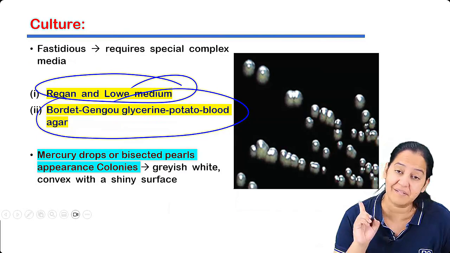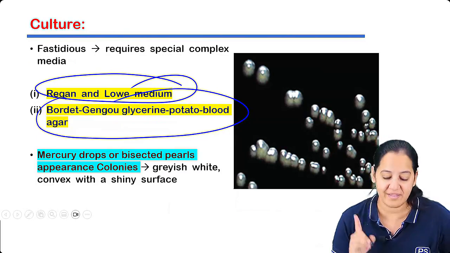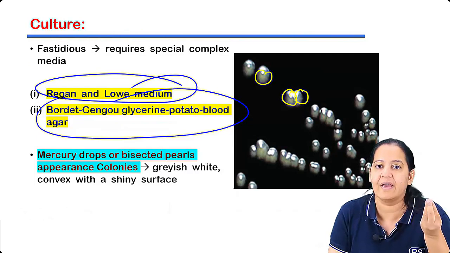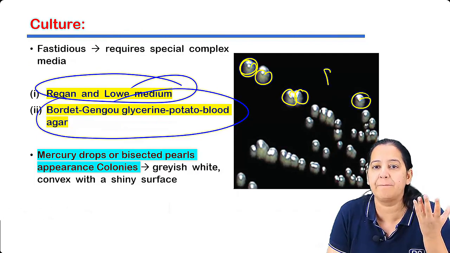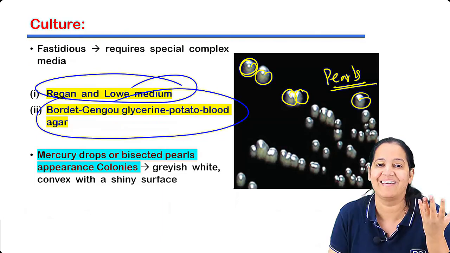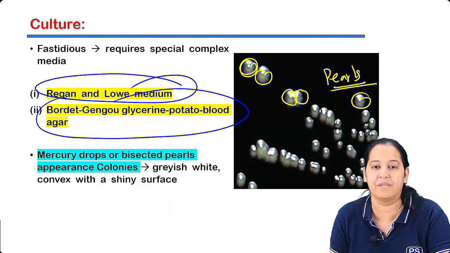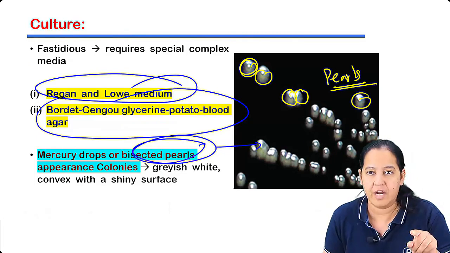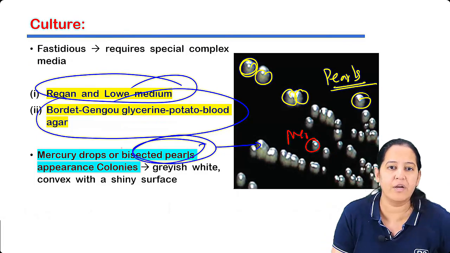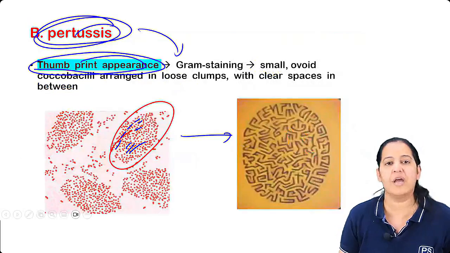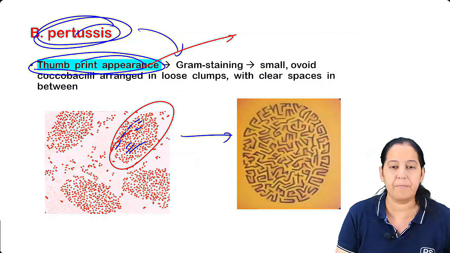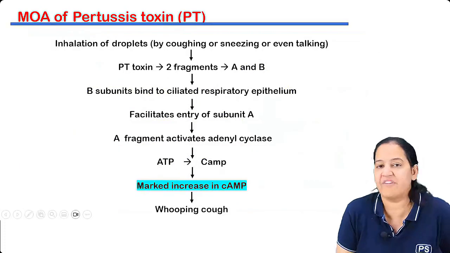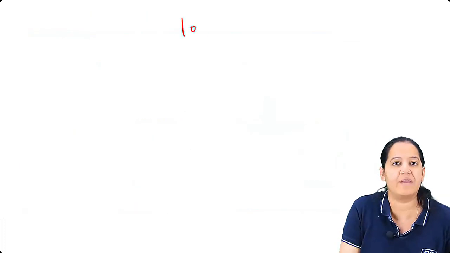You will have to learn the selective media of all of them. On selective media, there is a typical appearance of the colony. Can you see the colonies? What are the colonies looking like? They are looking like pearls. These are known as bisected pearls. Bisected pearl colonies, or they are looking like mercury drop. Mercury drop or bisected pearl. So learn the 3 appearances: thumbprint, mercury drop and bisected pearl. Learn the 3 appearances. Mechanism of action I will not tell. You tell. I told you 10 bacteria, where does this come?